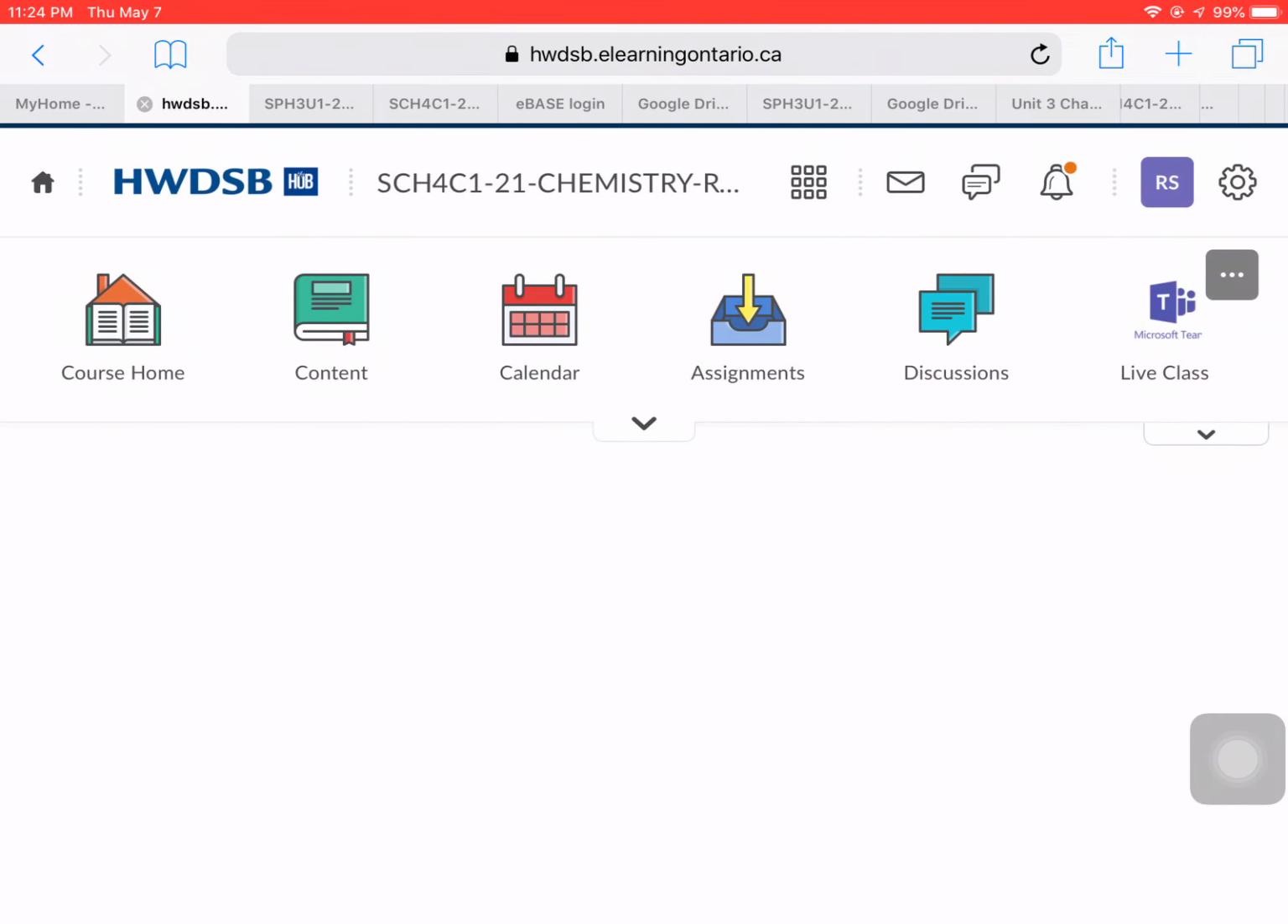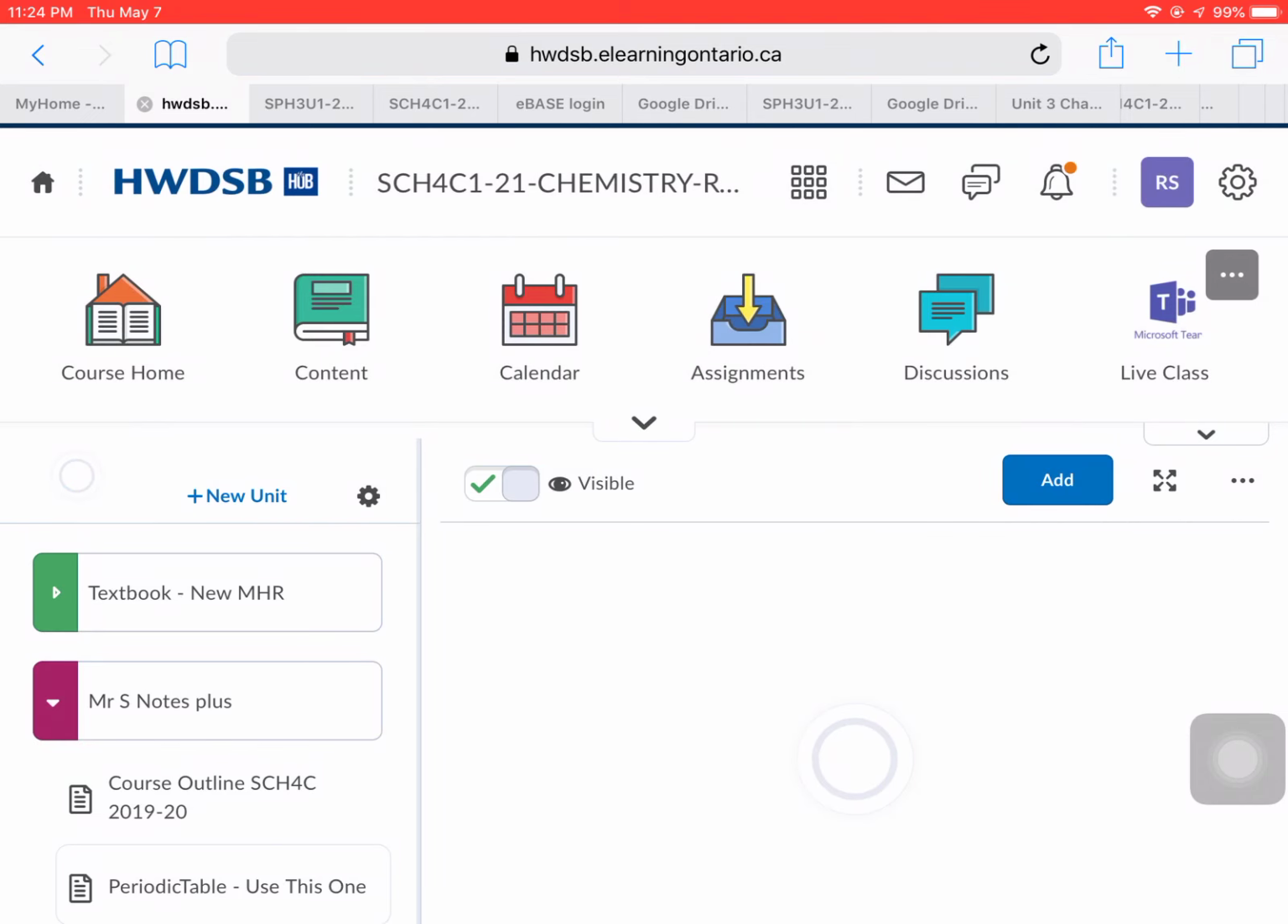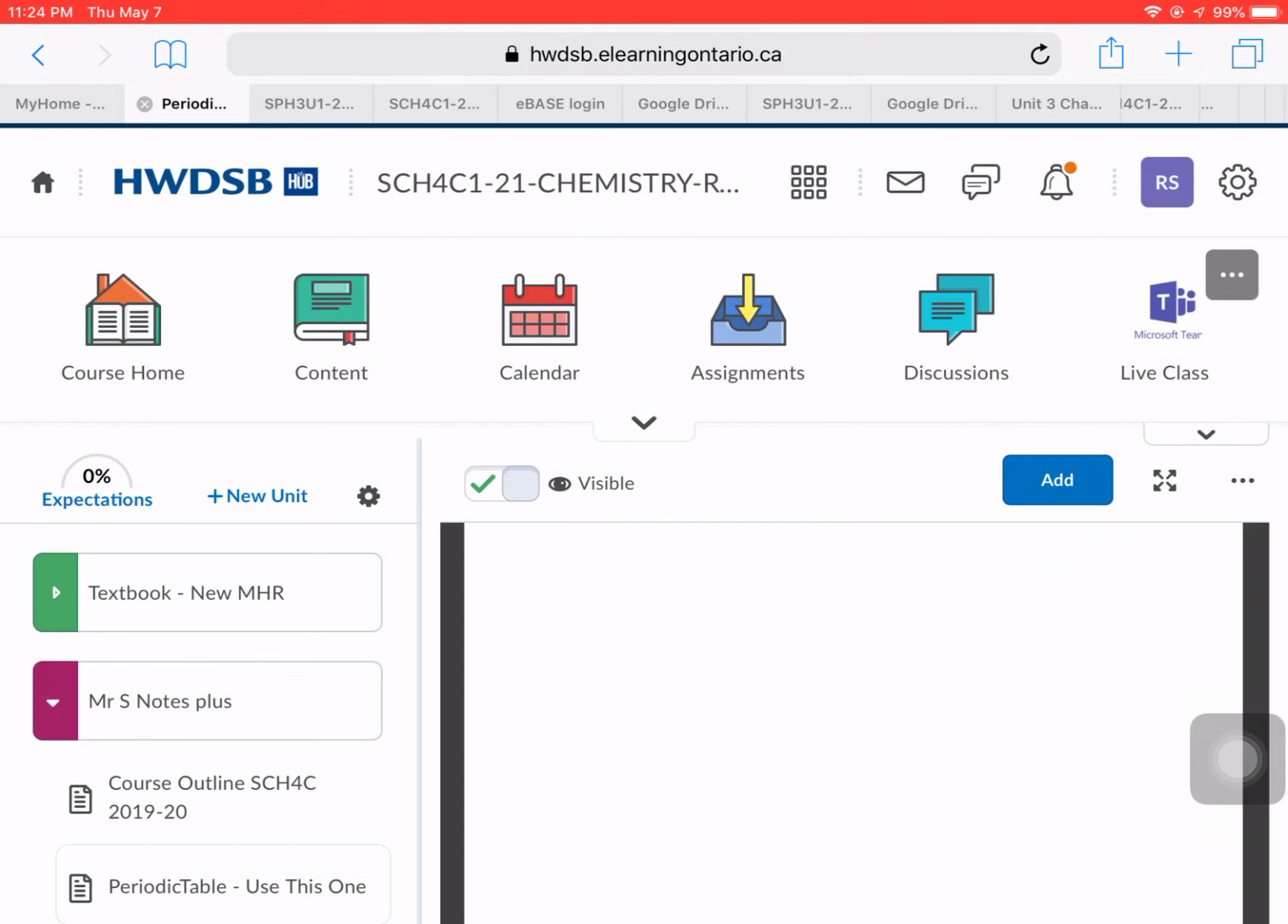Second thing. And when we look at the periodic table that I made for us for this course, you know how I've already talked to you about the things that I've added to our periodic table that aren't typically on a regular periodic table.